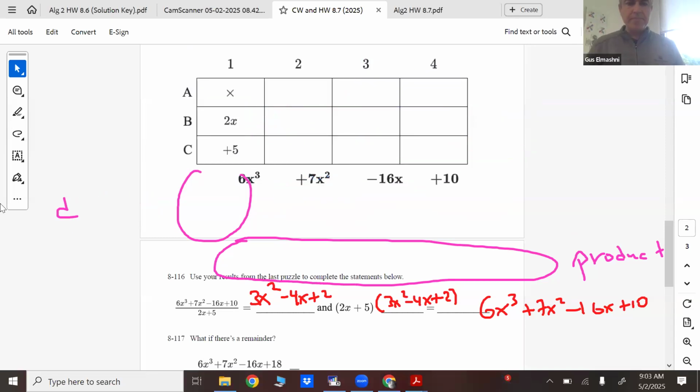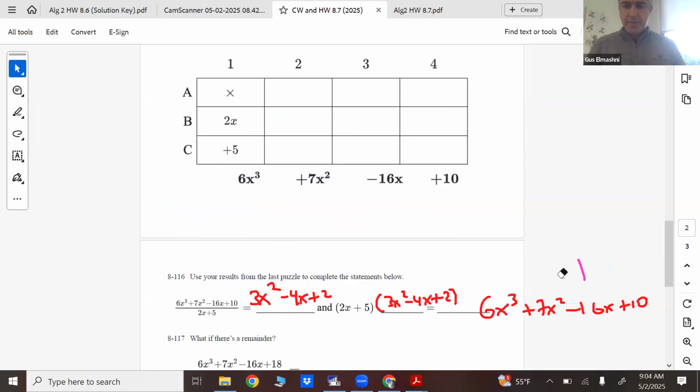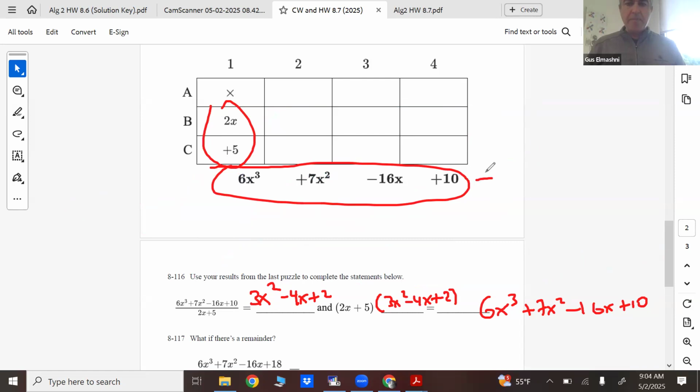Let me clear that. Because what we're doing is dividing all this junk by that right there. That was a division problem. The result of dividing this by this was this quadratic. Hence, 2x plus 5 times this equals all that junk.